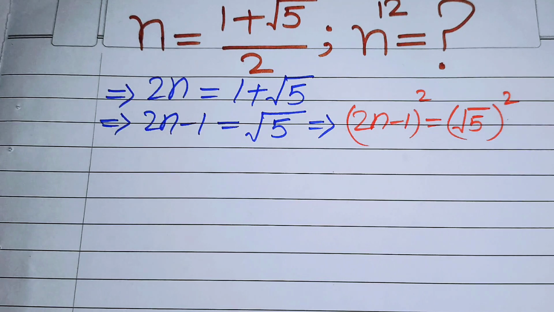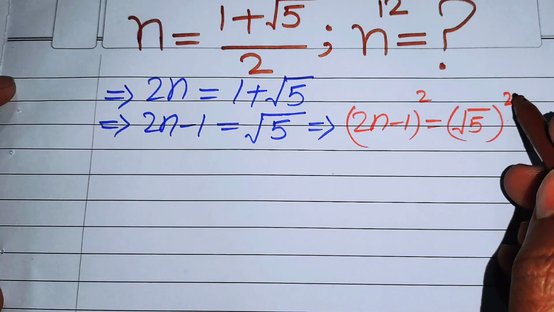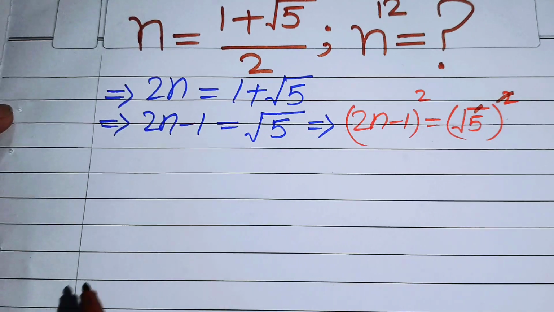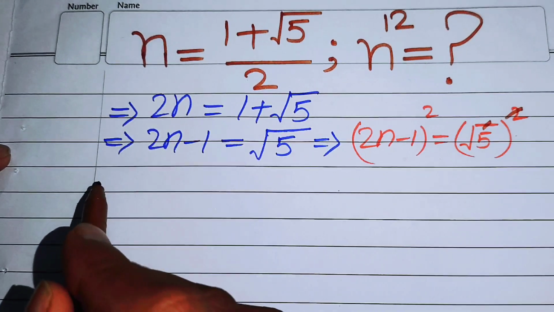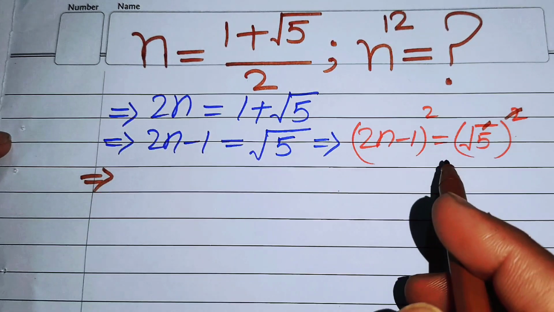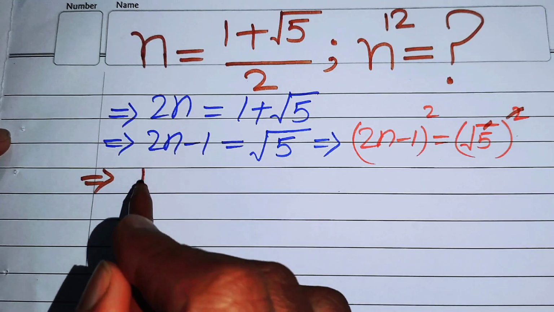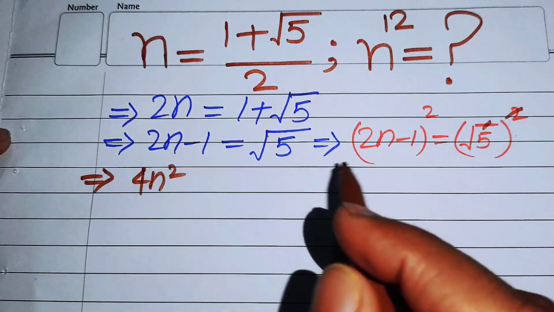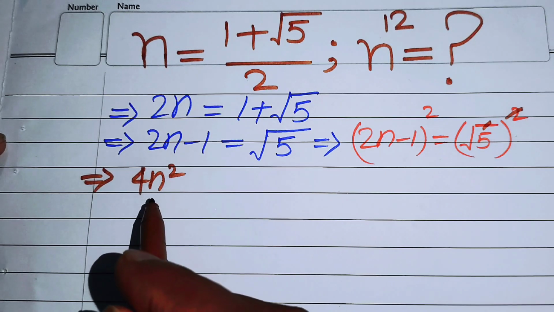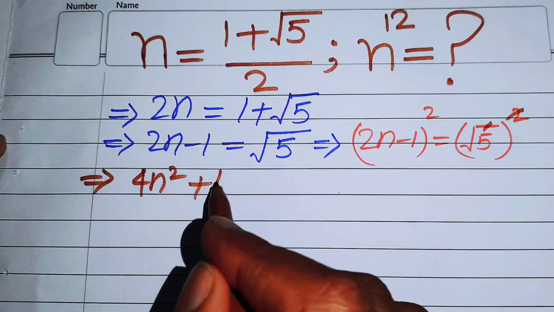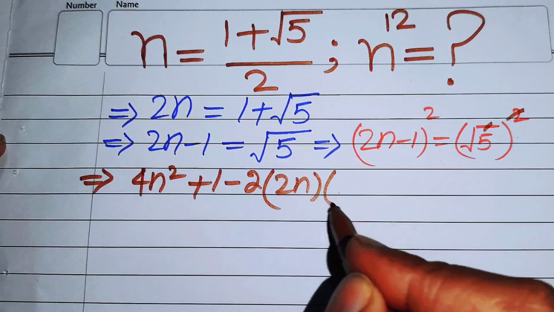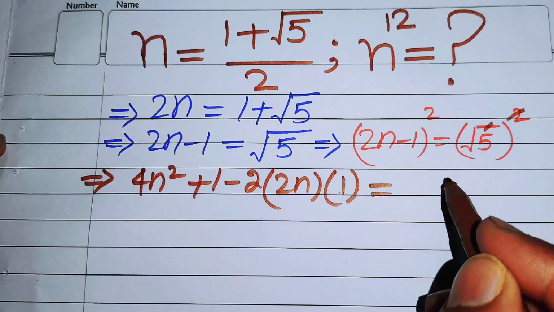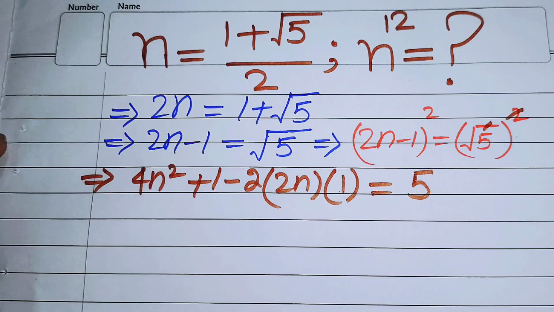Now in the next step we simplify this equation, and here you see that this 2 and square root are cancelled by each other, and we apply the nice square identity on the left hand side, which looks like this: (a minus b) square. So we have a as 2n, so (2n) square equals 4n square, plus 1 minus 2 times 2n into 1, and this whole thing equals 5.